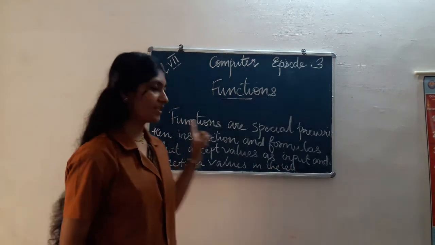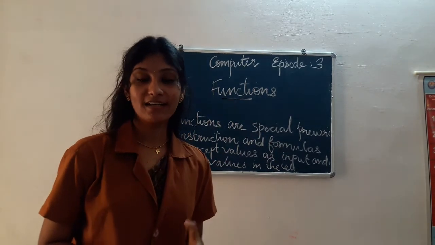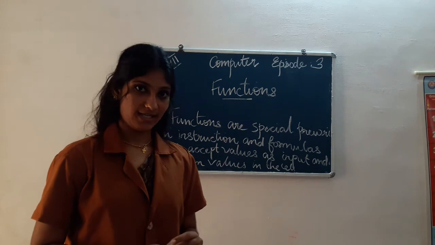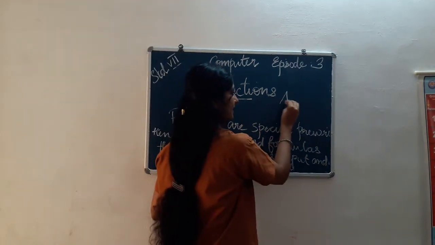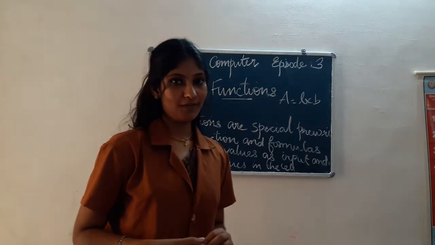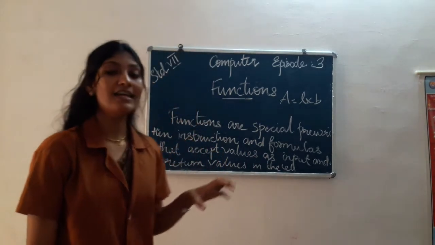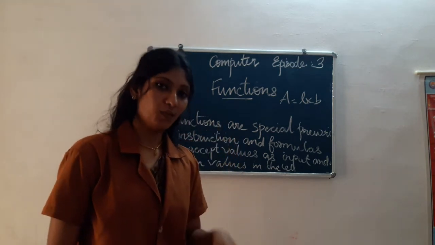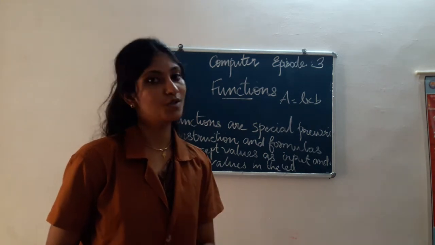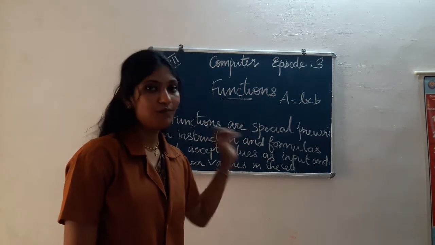So here functions mean special pre-written instructions and formulas. Then formula means what? Equations. For example, what is the equation for finding the area of a rectangle? We know area is equal to L into B, right? This is the equation for finding the area of a rectangle, so that is a formula or an equation. So here functions are equations or special written formulas and instructions. Instruction means telling the computer what to do. That is the instruction. So functions are special pre-written instructions and formulas.